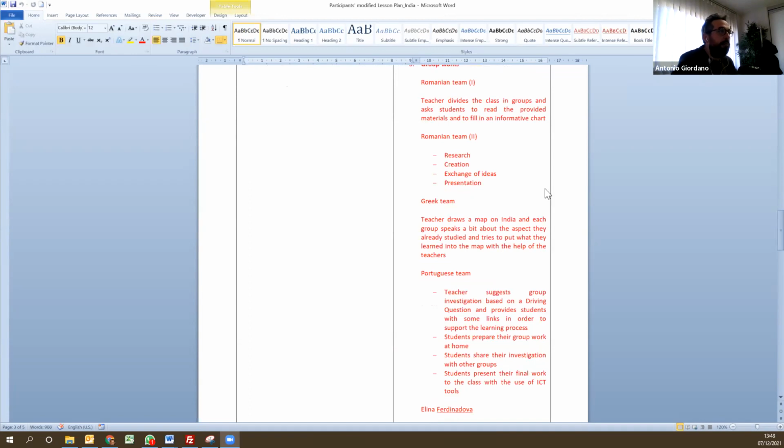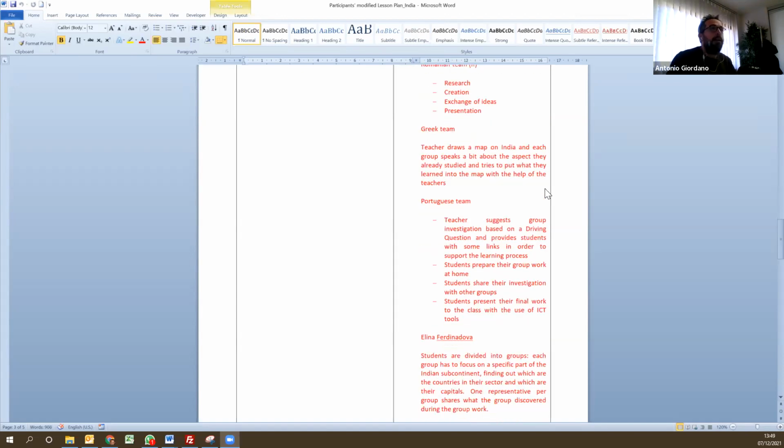Then let's go to the input I received from the Portuguese team. Teacher suggests group investigation based on a driving question and provides students with some links in order to support the learning process. This is part of the pre-class activity, and it could also be done within the in-class activity. Then students prepare their group work at home. Students share their investigation with other groups. Students present their final work to the class with the use of ICT tools. So again, students are provided with some links, readings, external materials about the topic to be discussed. They work in groups and they present the results of the group work.